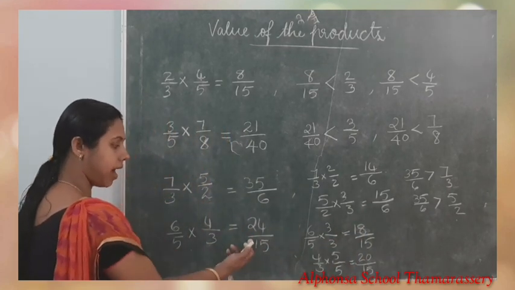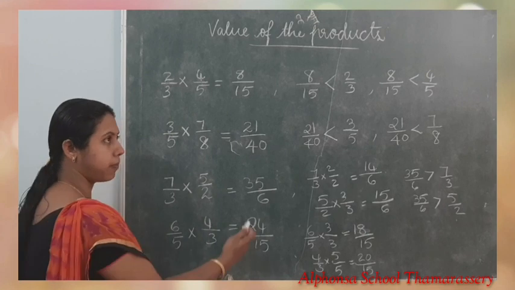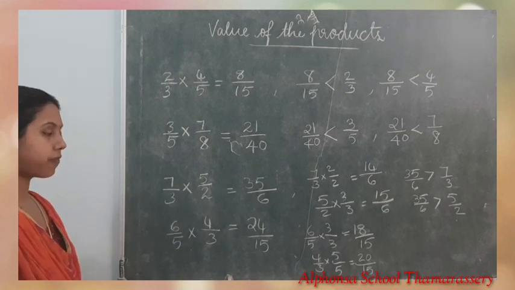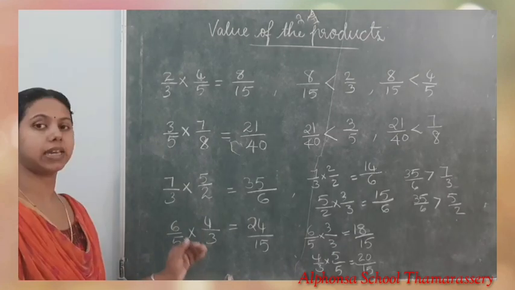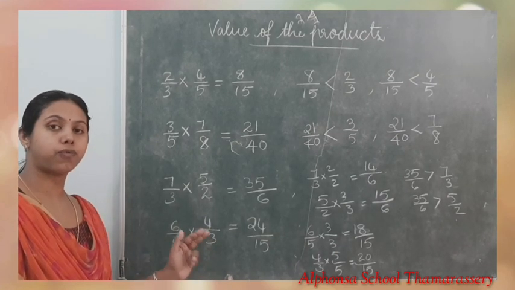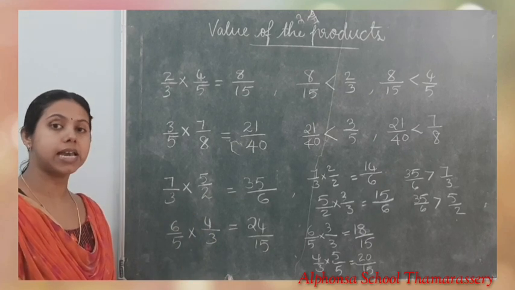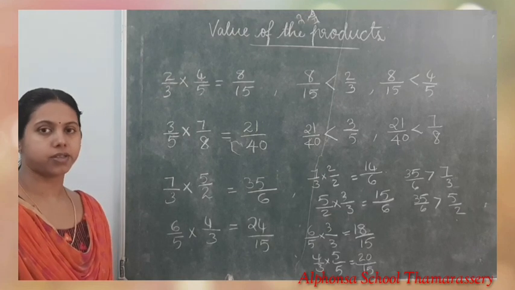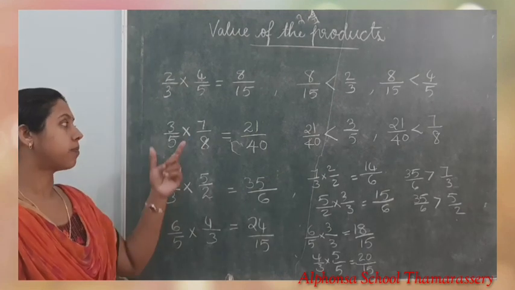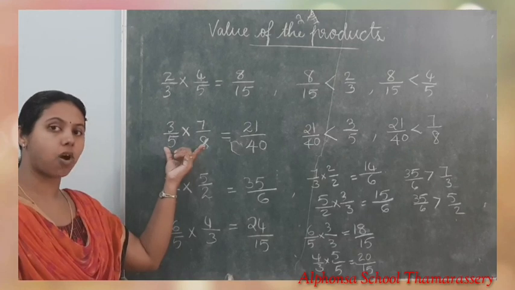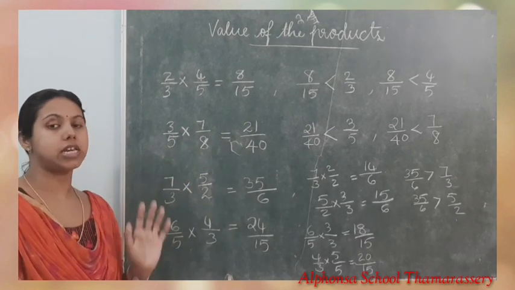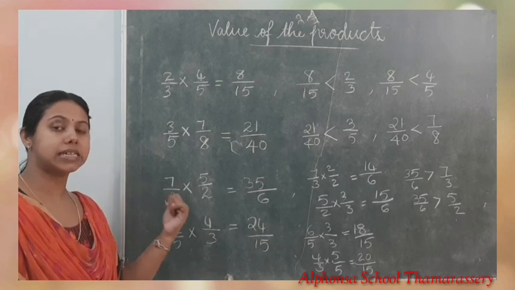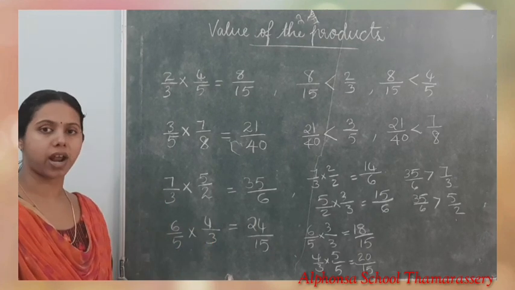Both are smaller than 24 by 15. That means the product is greater than each of the fractions. So from these two examples, it's clear that we can say that the product of two improper fractions is greater than each of the fractions. So we saw two properties. Product of two proper fractions is always less than each of the fractions. Product of two improper fractions is always greater than each of the fractions.